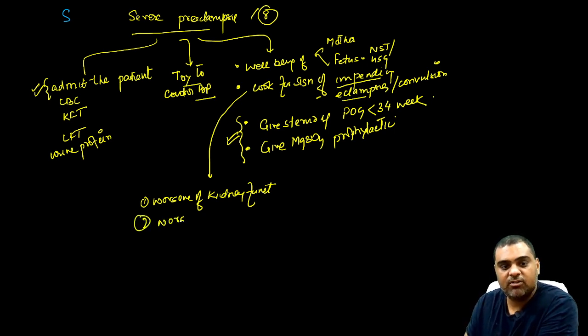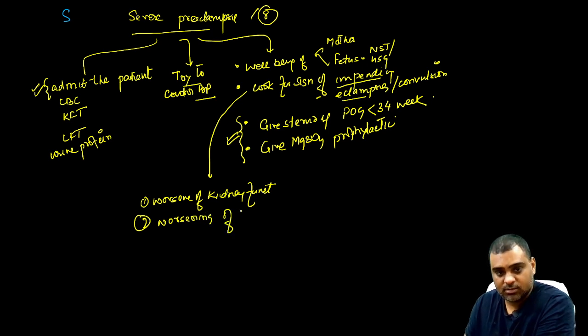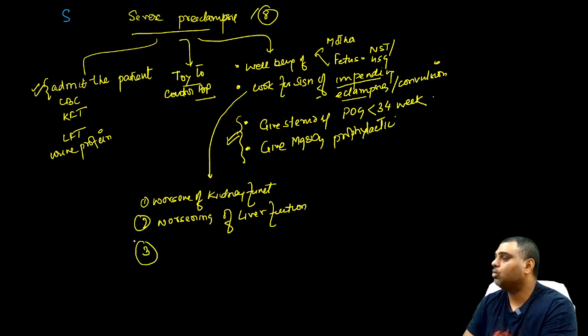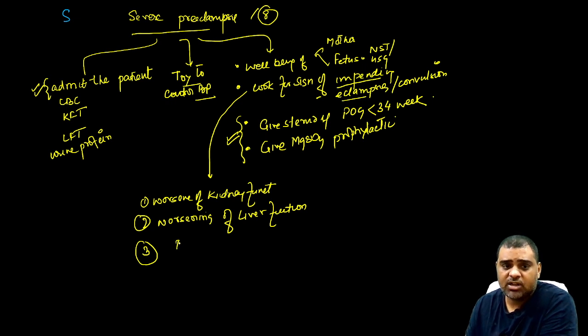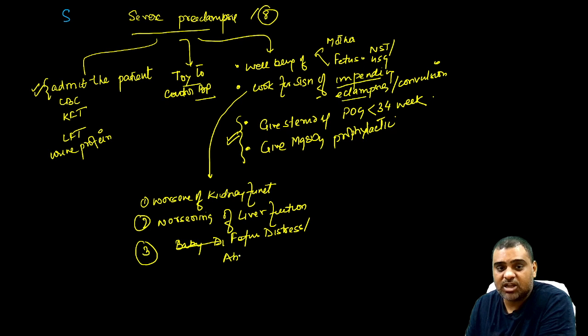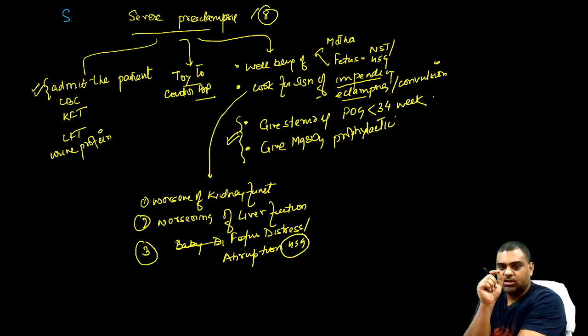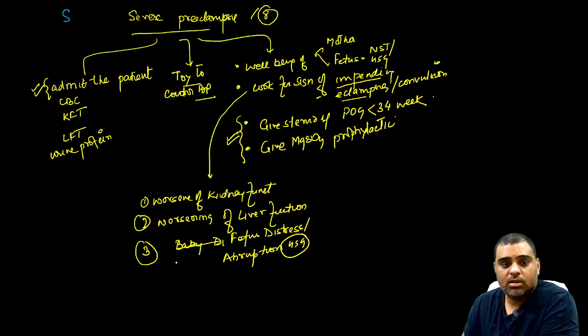Second, worsening of liver function. That means AST/ALT further increases. Or if the fetus goes into distress, or there is abruptio. Abruptio is diagnosed through ultrasound. You will see hyperechoic moving masses of blood. So that is abruptio. If worsening or fetal distress are present, that means these are signs of impending eclampsia.